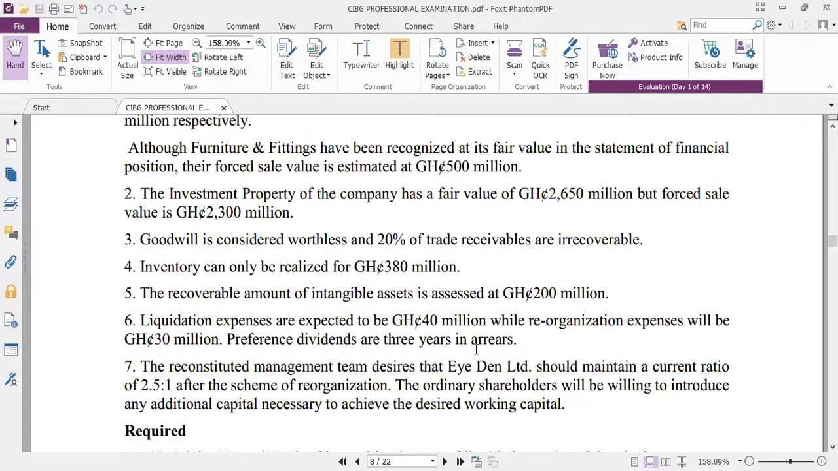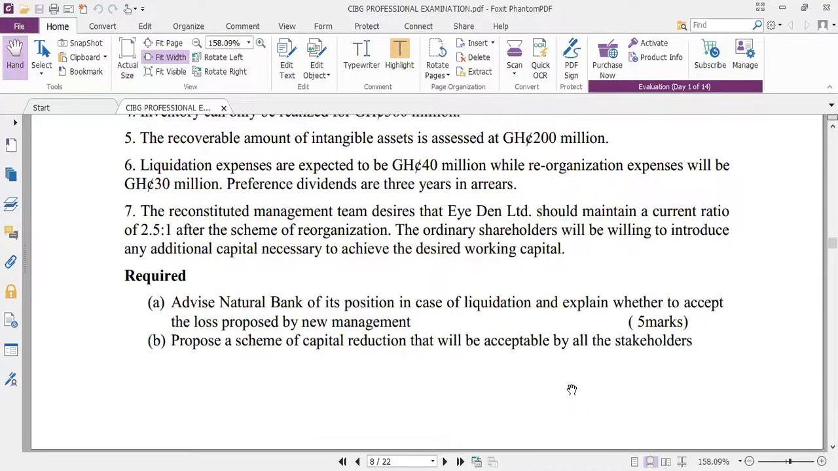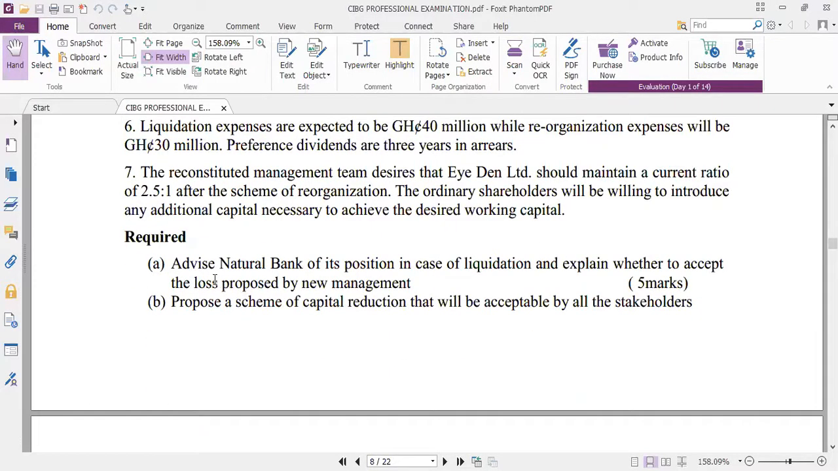But this one is a revision phase where we will give you strategies to get the paper done early. So we start the advice. Before we can advise Natural Bank, we should know the statement of liquidation. So we have to prepare the statement of liquidation before we can advise the Natural Bank. That's the first thing you have to do.